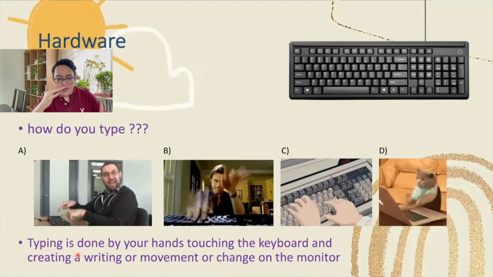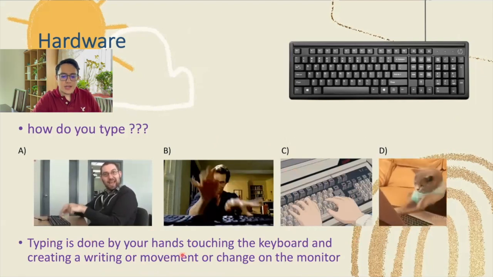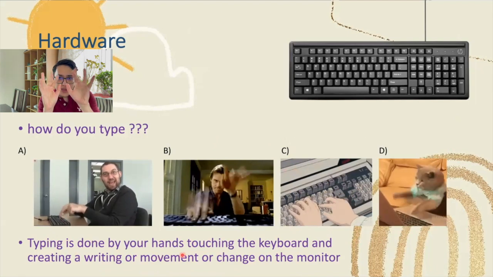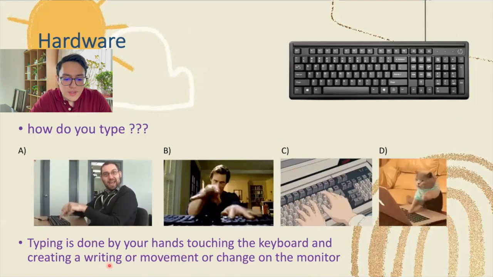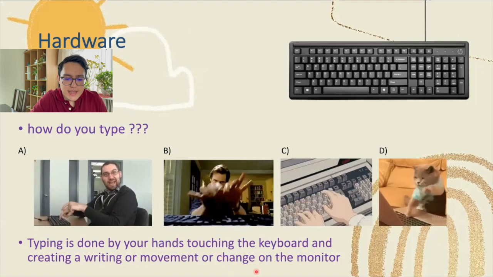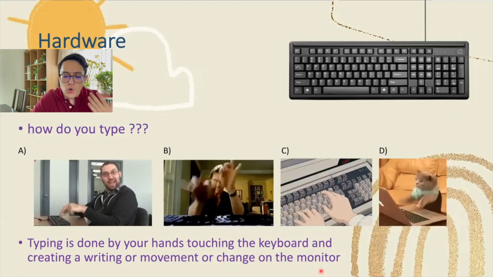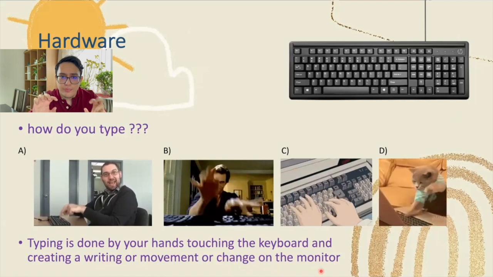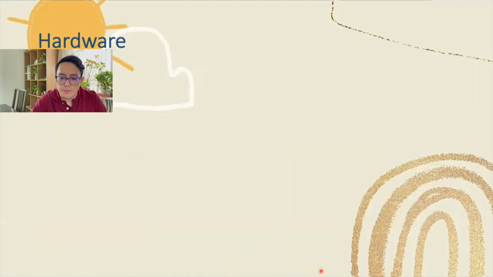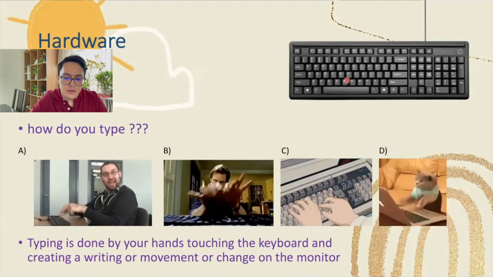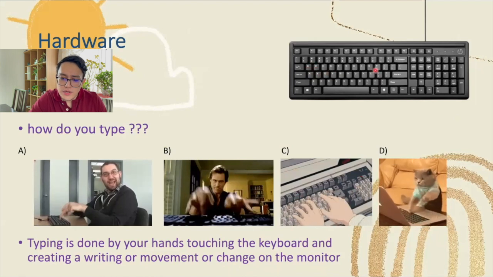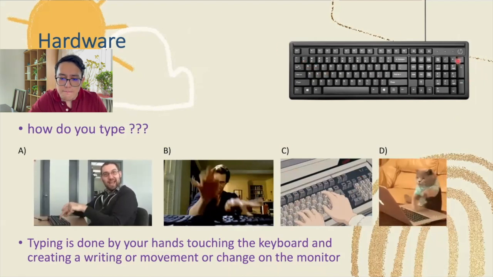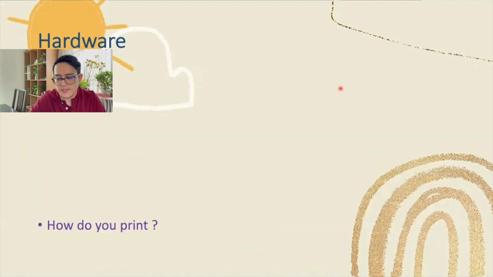What is typing? Typing is done by your hands and by your fingers. And it creates a writing or a movement or a change on the monitor. So you write something and you will see it on your monitor. And a keyboard, you can see, has many alphabets and many numbers and many buttons on it.